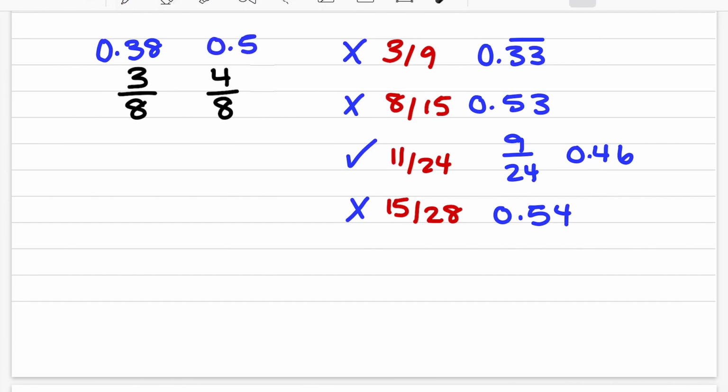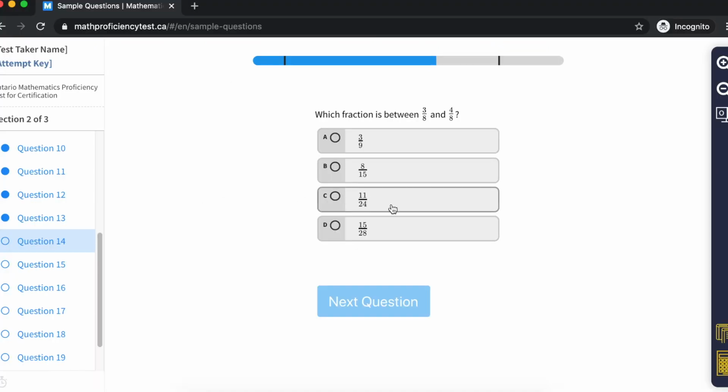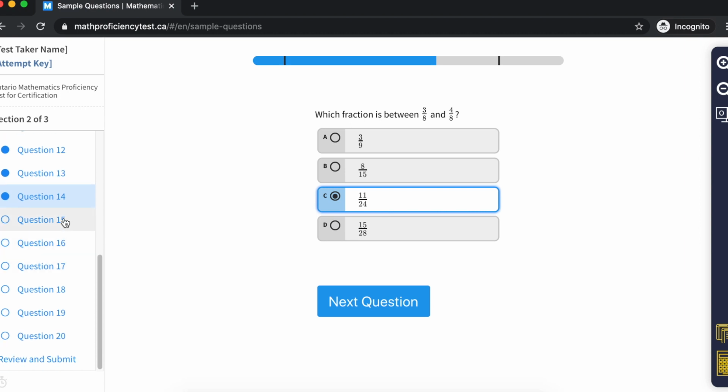That way you can easily notice that this is the only one that's between. So again, 11 over 24 is still the only correct answer. Whichever way suits you better, you can use on the test. The first way might be a bit quicker if you are comfortable with it, but you might feel that it is more secure to just do all the translating into decimals, and that's fine.